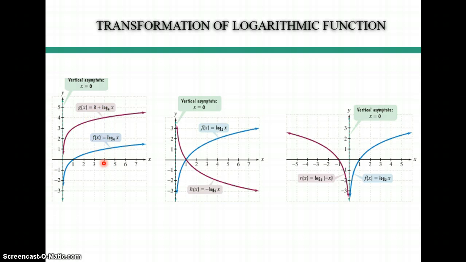Let us discuss some transformation of logarithmic function. This is the graph for log base 4 of x. When add 3 to the function, it moves 3 units upward.